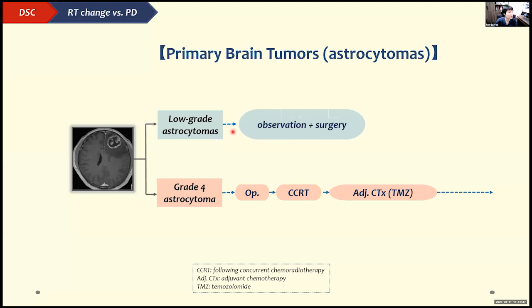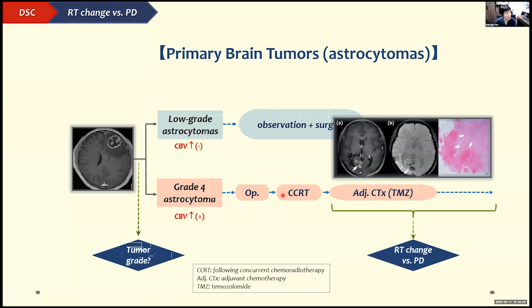Moving on, it could also be used to differentiate radiation change from progressive disease. Here's a brief schematic diagram of how low-grade astrocytomas and grade 4 astrocytoma are treated in routine clinical practice. In the first part, in the previous few slides, I've shown you that CBV can be used to differentiate the low-grade from high-grade gliomas. But as you can see in the next half of the schematic diagram, it can also be used to differentiate the radiation change, which could occur during the treatment process, from progressive disease.